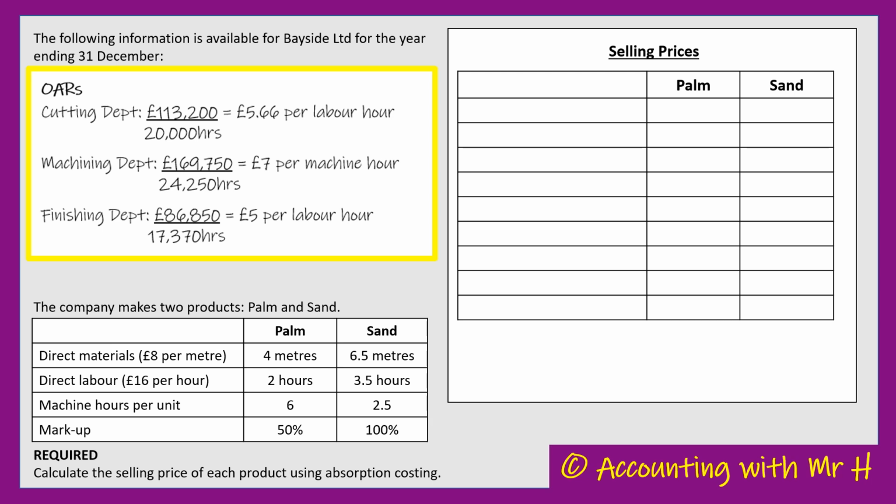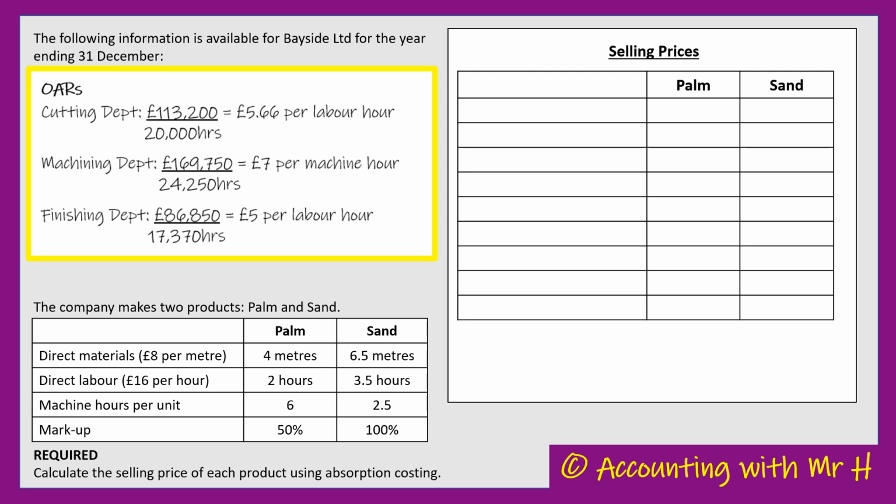The first thing I'm going to do is start with the direct costs. Remember, everything we've done up till now has been focused on the indirect costs, the overheads. So I'm going to leave those for a minute, come back to them, and turn my attention to the direct costs. If you look at the table on the left-hand side at the bottom, this is where it gives us some information about the direct costs.